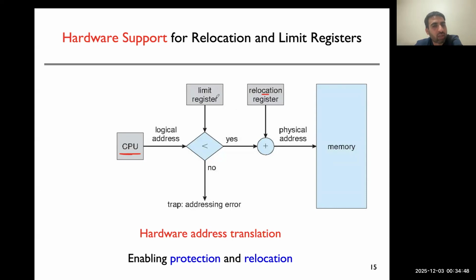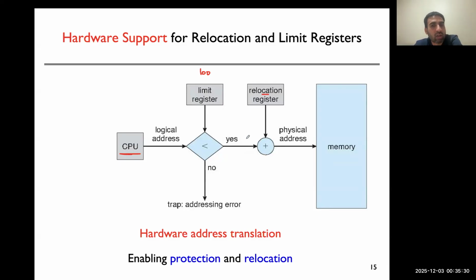You are checking whether the logical address generated by the CPU is within the limit. The value of the limit register is basically the size of your program, right? Let's say the size of your program is 100 bytes. All the addresses which are generated should be within the 100 bytes, right? If all of them are less than 100 bytes, then it means that it is a valid address. If not, then it means that it is an illegal address.